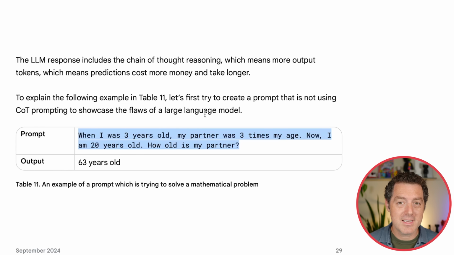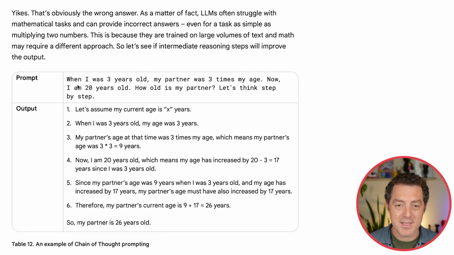Now, if we look at the example in the document, the output did not show its work, and thus it got 63 years old. And so that's wrong. But when they asked it to think step by step, it actually output each step of the thinking and was able to get the correct response.